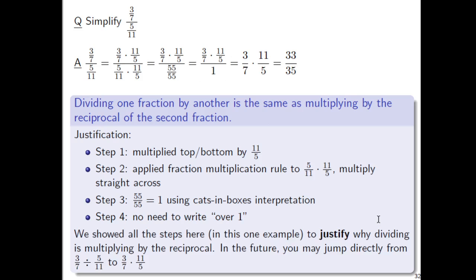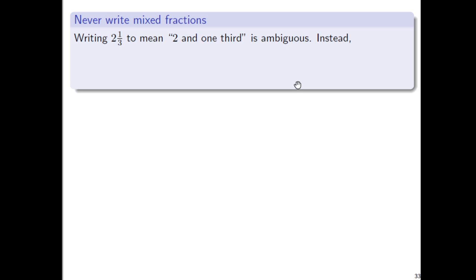So we did show all the steps, just in this example, to justify why this works. But in the future, please feel free to jump directly from 3/7 divided by 5/11 to 3/7 times 11/5. But the whole reason this works is justified here with a bunch of individual steps. And even those individual steps, we had justified why those things work earlier.